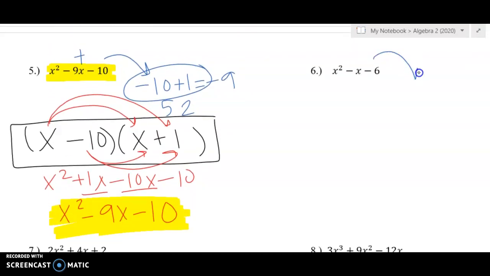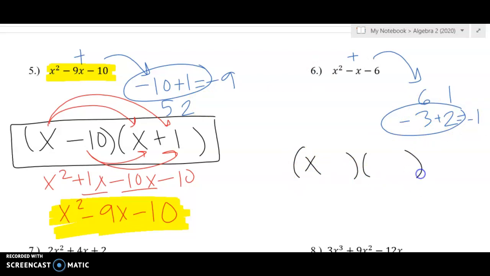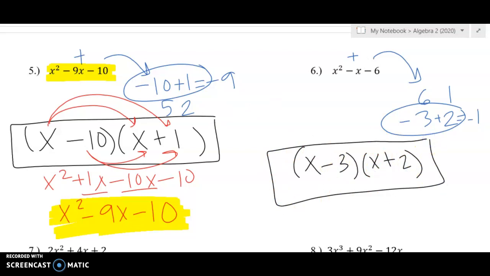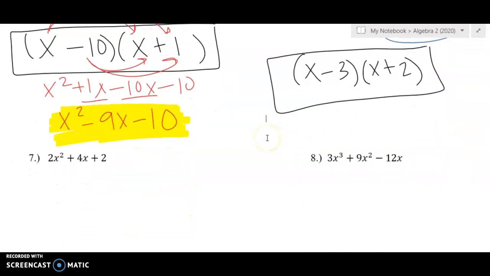What multiplies to 6 and adds to negative 1? 6 times 1 and 3 times 2. Okay, you have to pick and kind of think about which one should you use. I'm going to use 3 and 2. I'm going to make it a -3 and a +2. That gives me the -1 that I want. I'm going to use my factors here. One of them has a -3, one of them has a +2. And again, you can check your work, but that should be okay.